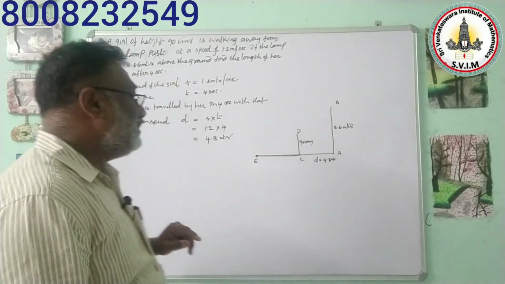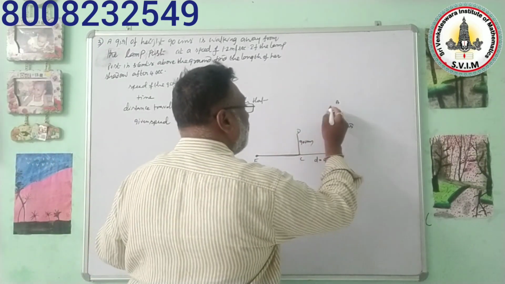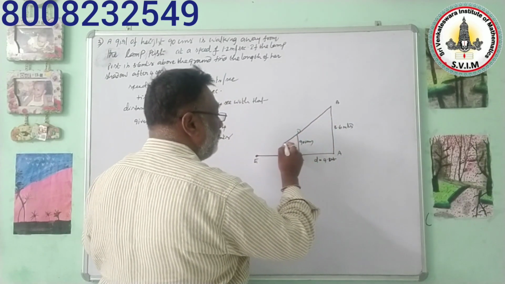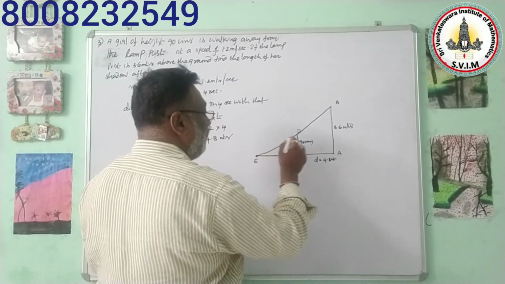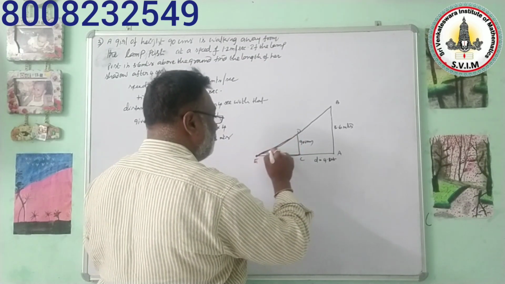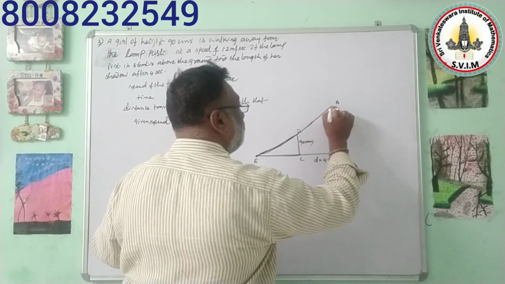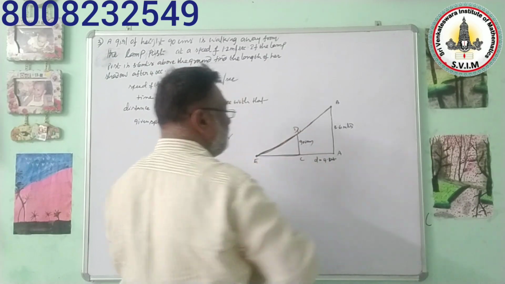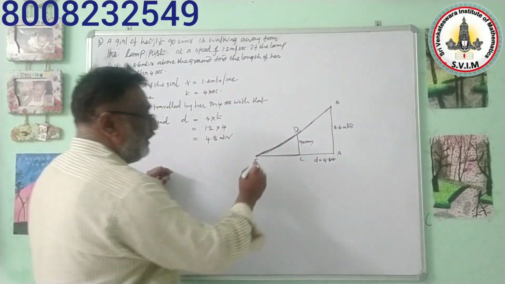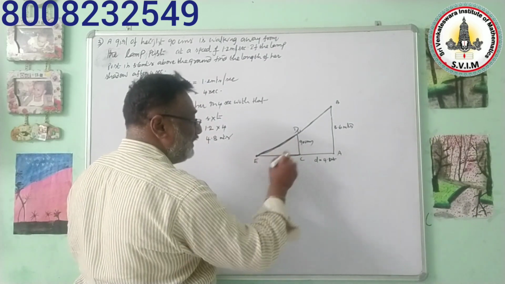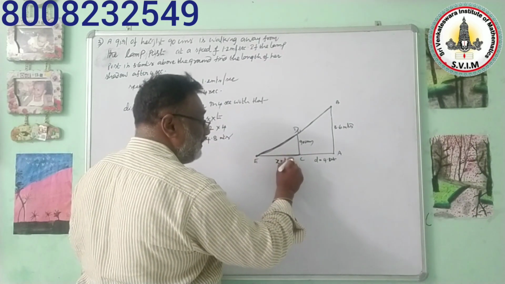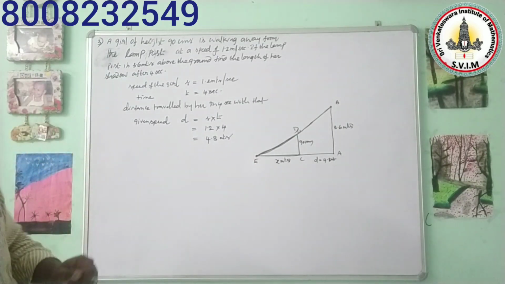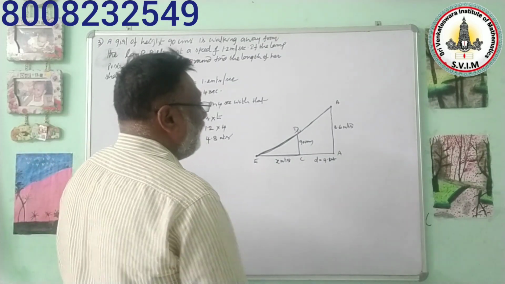Okay. Now listen to me. Here we are joining the tops of the girl and the lamp post. That's all. This is D. This is the length of the shadow of that girl, which I am assuming as X meters. Okay. Next, now listen to me.